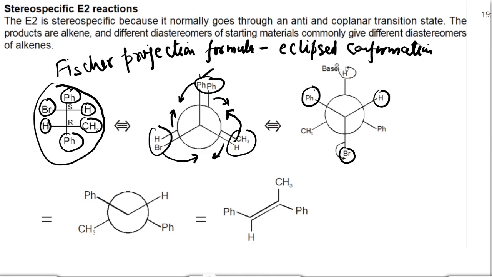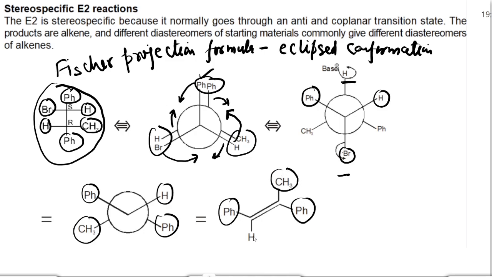So base, hydrogen and bromine, they are removed from anti position. And in this way, we have phenyl, hydrogen, methyl, phenyl, and leads to the formation of alkene. So it is methyl phenyl, and on the other side it is phenyl and hydrogen. So always first we orient them in such a way that they should be anti to each other and in the same plane.